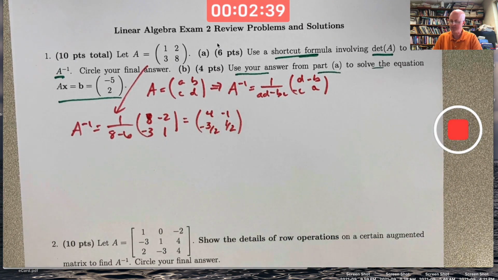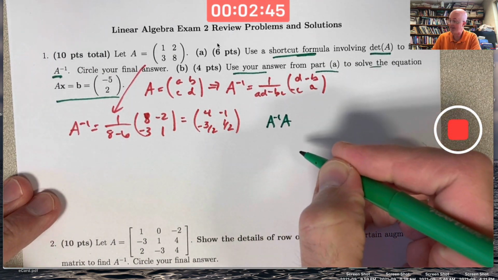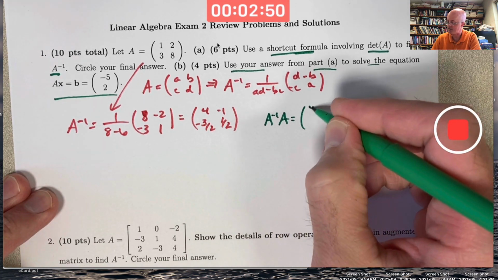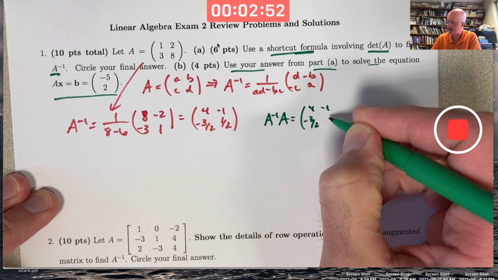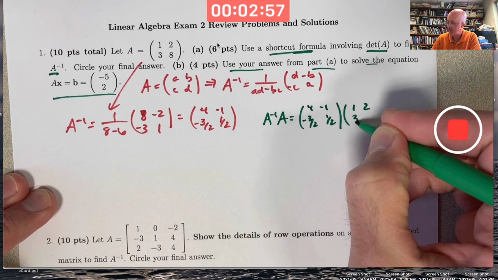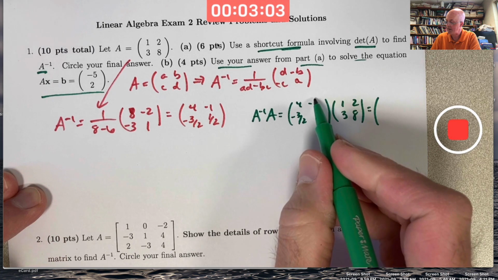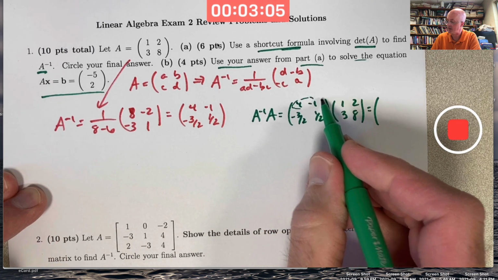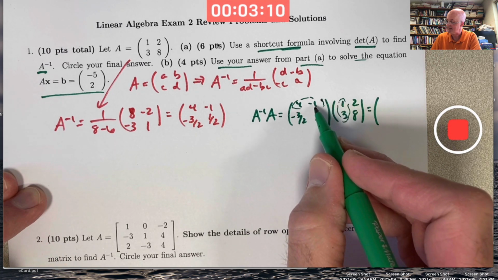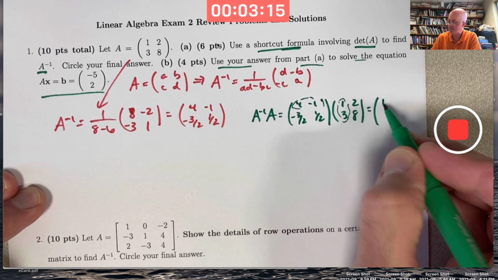We may want to take the time to just quickly check that it really worked. If I multiply A inverse times A in that order or the other order, I should get the 2 by 2 identity matrix. Let's see if that happens, just as a check to make sure we didn't make a mistake. It's not required in the problem. There's A inverse. Here's A. The entry for the upper left corner of the product will be the dot product of the first row of the matrix on the left with the first column of the matrix on the right. 4 times 1 is 4, plus negative 1 times 3 is plus negative 3. 4 plus negative 3 is positive 1.